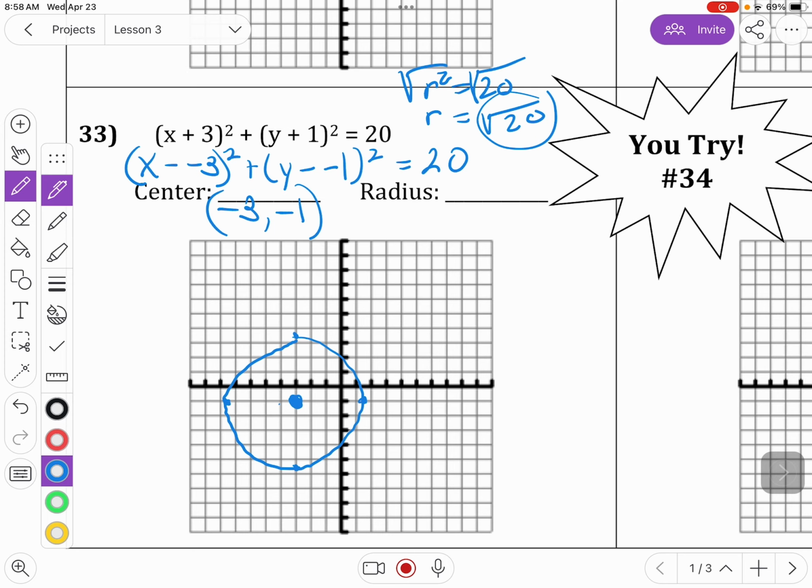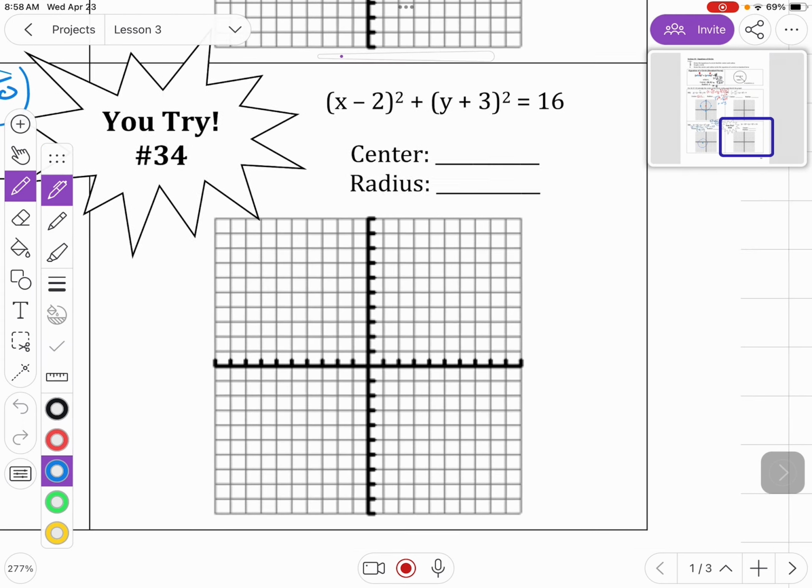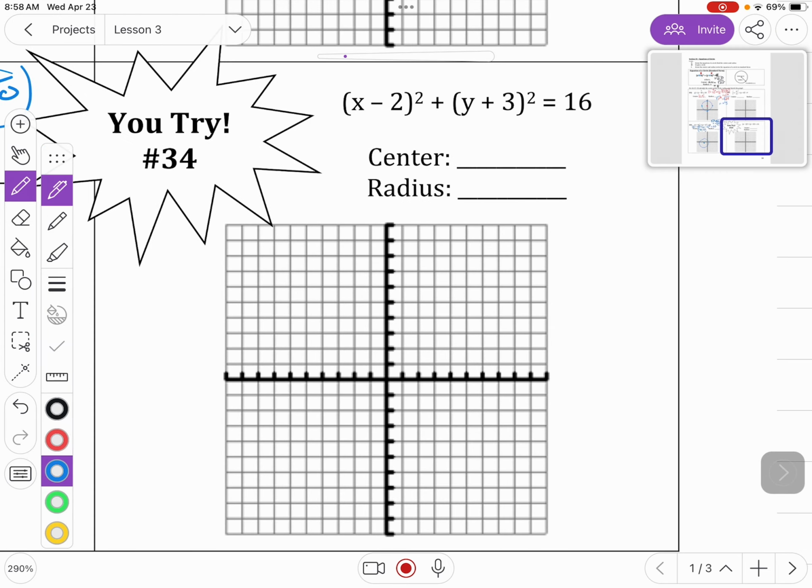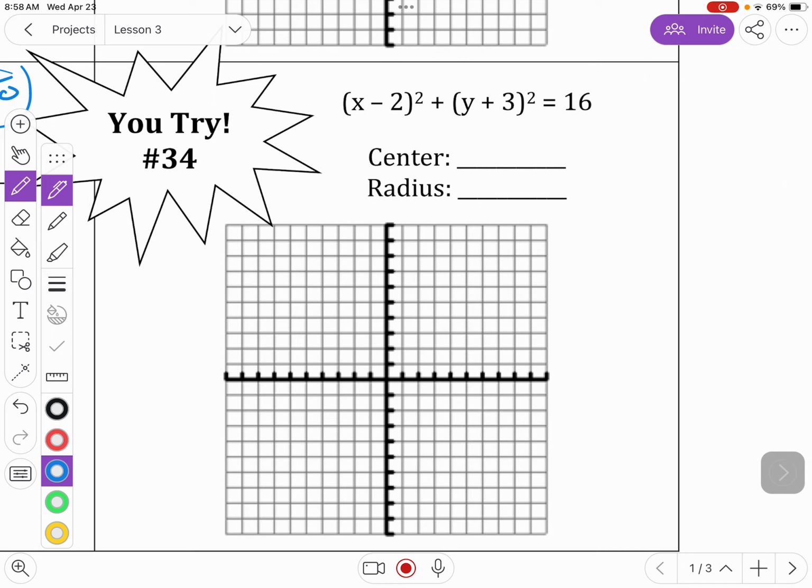All right. Now it's time for you to try this one. Try this one on your own. Give it your best shot.